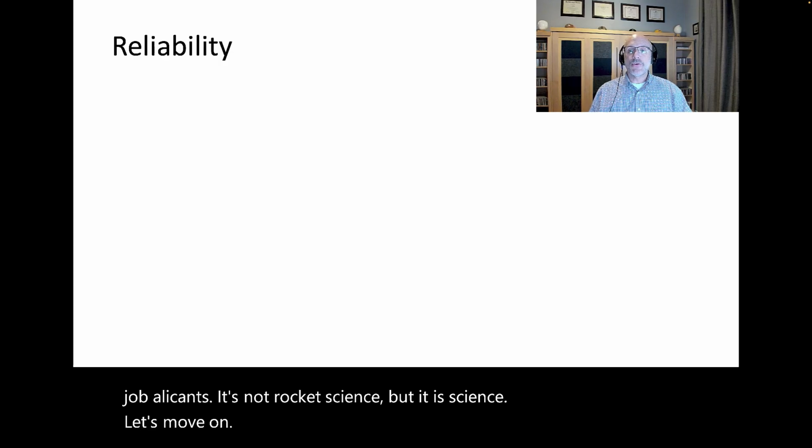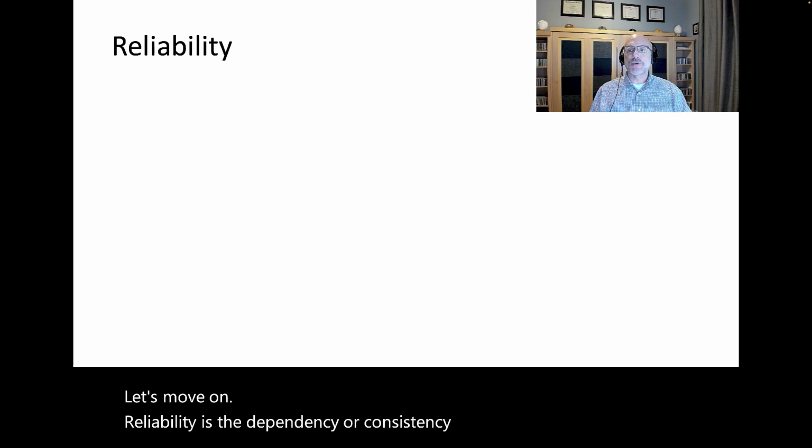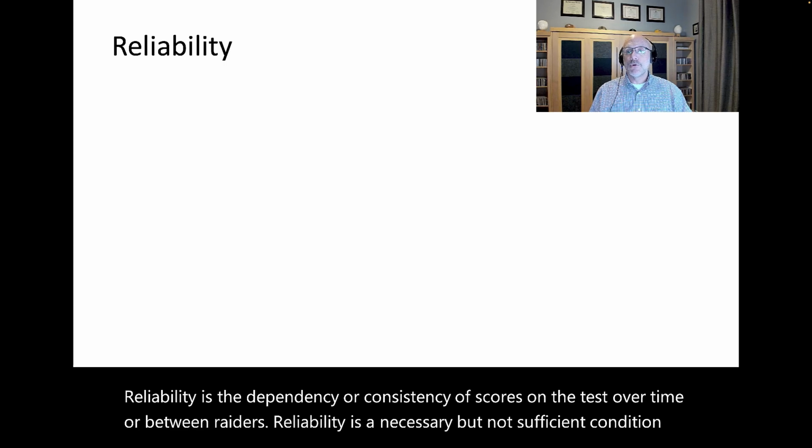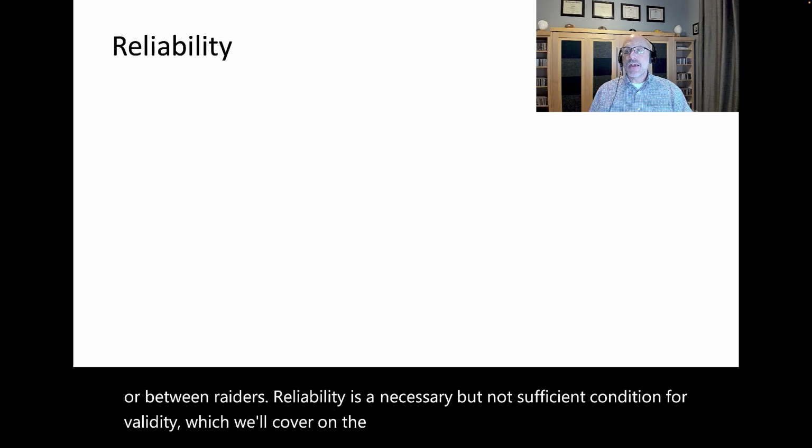Reliability is the dependency or consistency of scores on a test over time or between raters. Reliability is a necessary but not sufficient condition for validity, which we'll cover on the next slide. Think of reliability as a sort of accuracy.